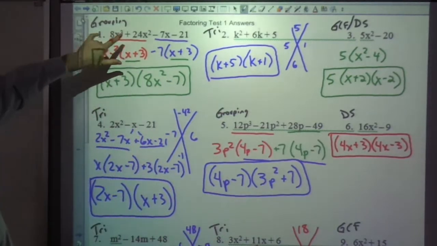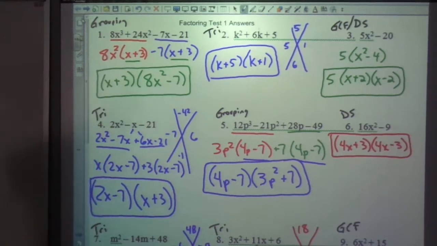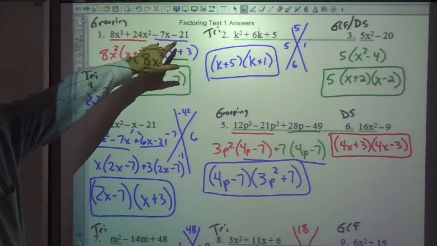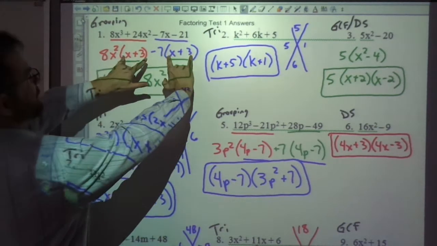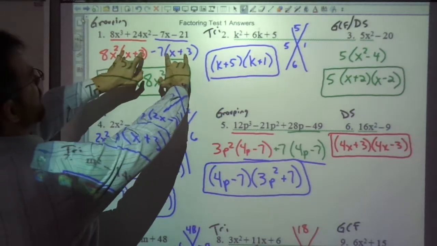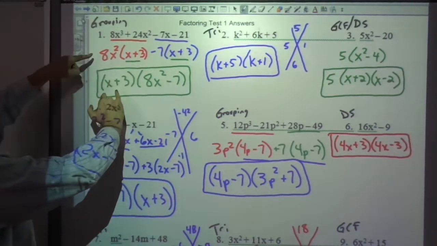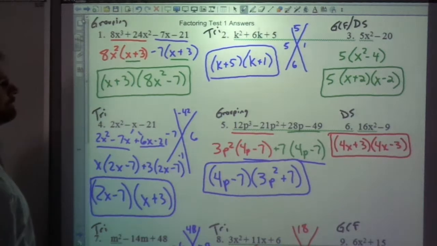Okay, so the first problem, there's 4 terms. We know to do grouping. So I group these two, find the greatest common factor is 8x squared. Group these two. I chose the greatest common factor of -7 so that the x plus 3's would be the same. Once those are the same, then I pull that out front, and my leftovers are 8x squared minus 7.